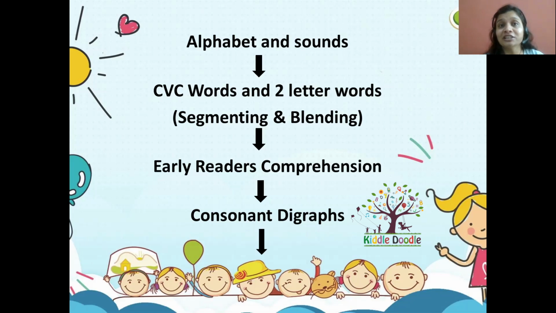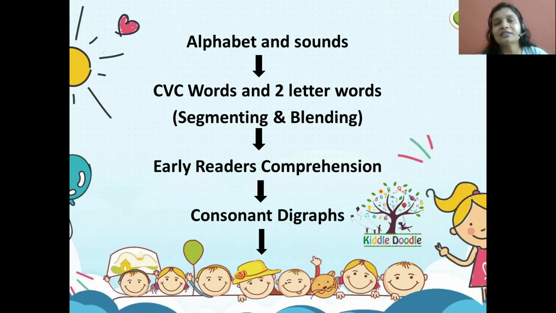My suggestion is that don't push the child a lot. Let them explore, let them understand properly, then only go ahead with the second stage. Then you introduce them to CVC words, sight words, and two-letter words. Sight words are like when you read any reading comprehension, you see some words like is, the, are, they, which are very common. A child is expected to know them when they see them.